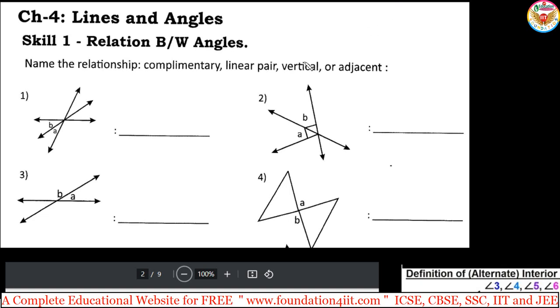From class 7, chapter 4 is lines and angles. Before doing the geometrical concepts, you should know the basic things regarding lines and angles and their properties. In this chapter, we will cover all the skills one by one.